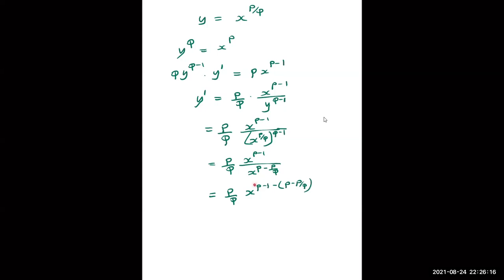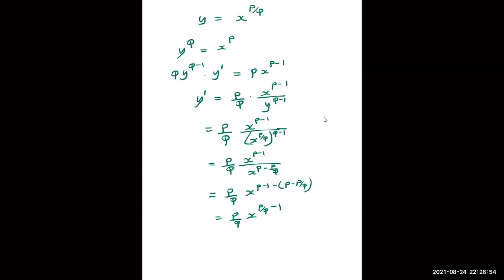Now, if you simplify this expression, p and p cancel, right? Plus p minus p, they are cancelled. You get p over q times x to the power p over q minus 1. This is minus 1. Minus times minus is plus, you get plus p over q. So it is p over q minus 1. This is exactly what we wanted to prove. We wanted to prove that y prime, the derivative of this one, is p over q times x to the power p over q minus 1. This completes the proof.